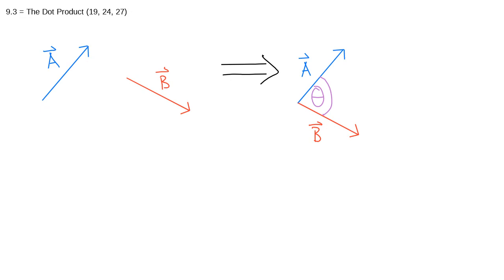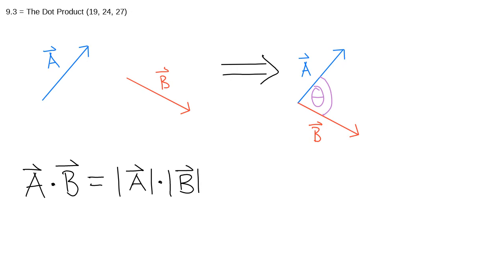You can find the angle theta, and this has to do with multiplication of vectors. The dot product is how you multiply vectors. A dot B is the magnitude of A times the magnitude of B times cosine of theta. So this is one form of the dot product.